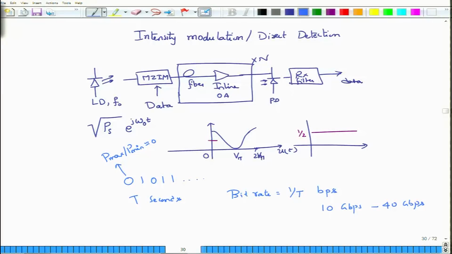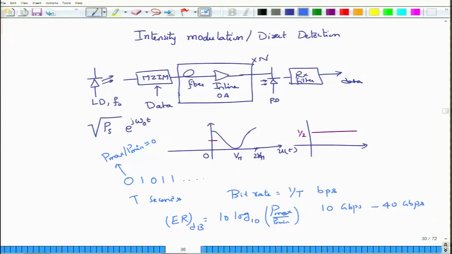The ratio of the maximum transmitted power to the minimum transmitted power, which would correspond to either 1 or 0, okay, is called the extinction ratio, and you want this extinction ratio to be as high as possible. Okay. And extinction ratio is usually defined in terms of its dB value, which is given by 10 log of P max to P min. Okay. Ideally the extinction ratio will be infinite because P min will be exactly equal to 0.